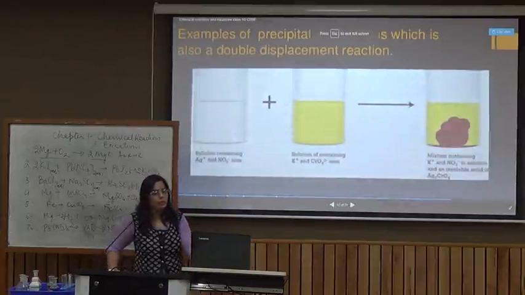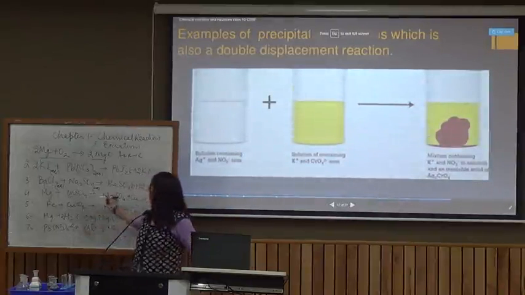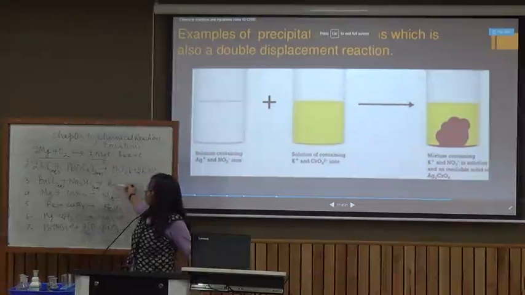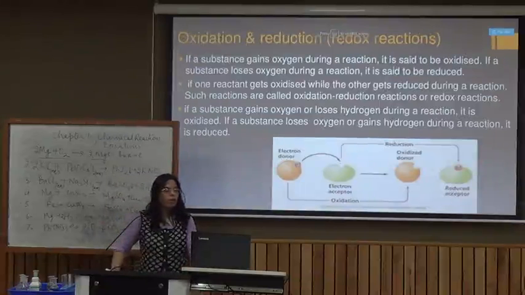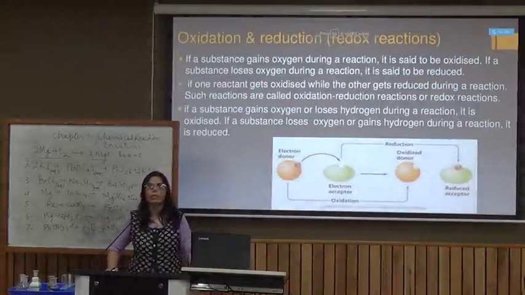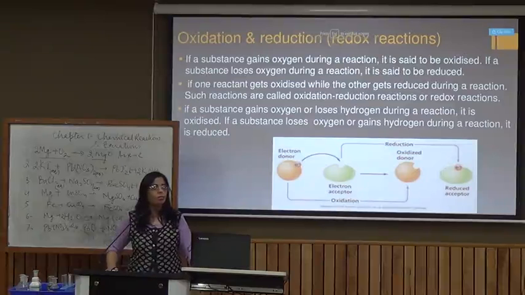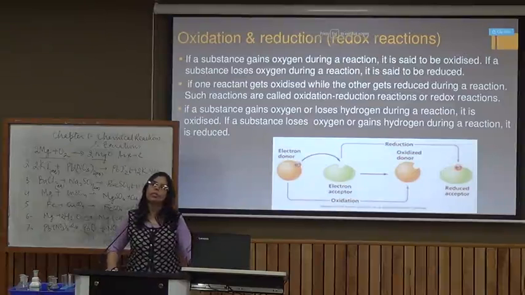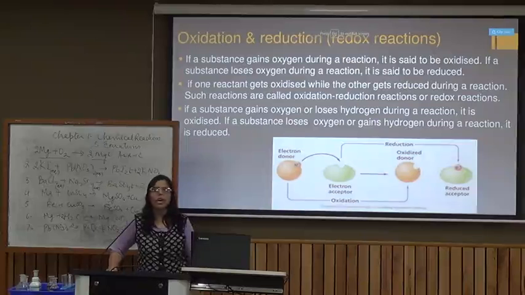So examples of precipitation reactions, we've already had a look at 2 precipitation reactions. Oxidation and reduction reactions. If a substance gains oxygen during a reaction, it is said to be oxidized, and if a substance loses oxygen during a reaction, it is said to be reduced. There is yet another concept. If a substance gains hydrogen, that is said to be reduction, and if a substance loses hydrogen, that is said to be oxidation. So there is an oxygen concept, there is a hydrogen concept.